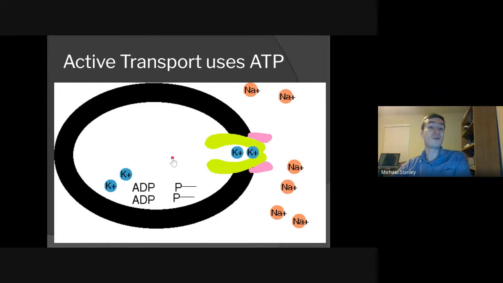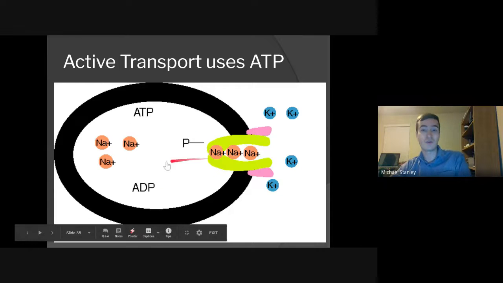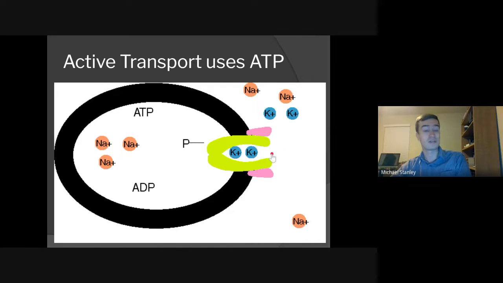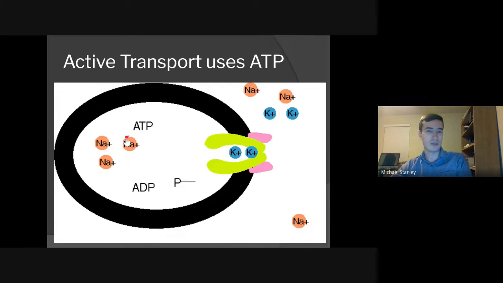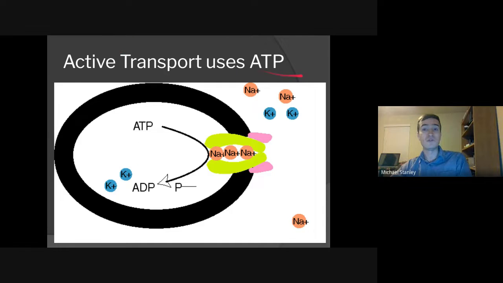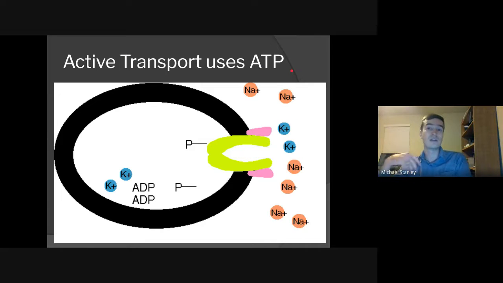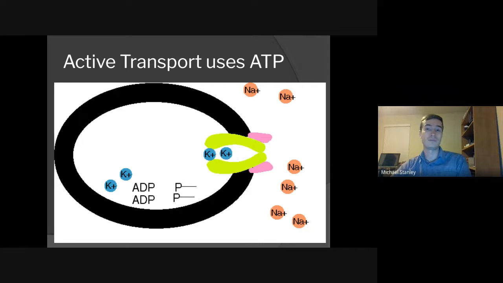Normally, they wouldn't want to go out or in because that's not how the concentration is set up, but the cell wants it that way. So the cell is going to use energy in order to force the sodium to leave and to force the potassium to come in. Right? Active transport means using energy, moving things against their concentrations from a low area to a high area.